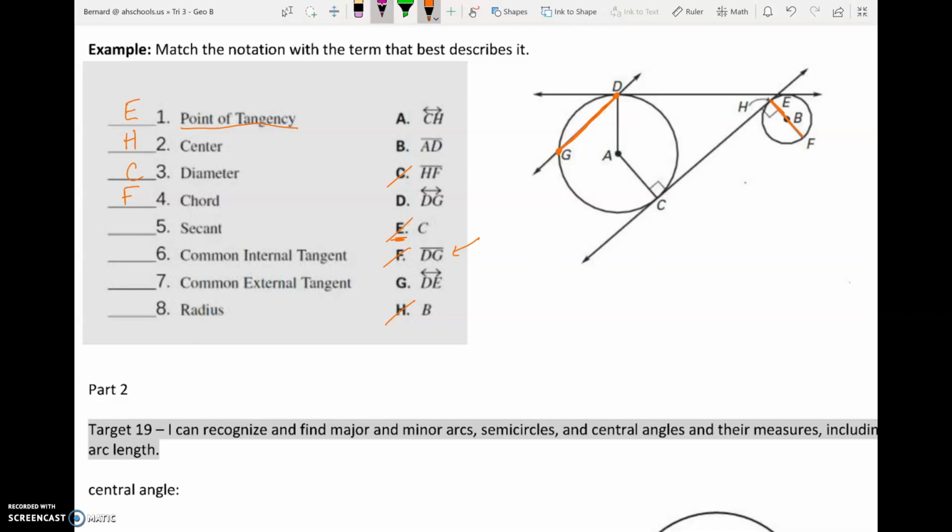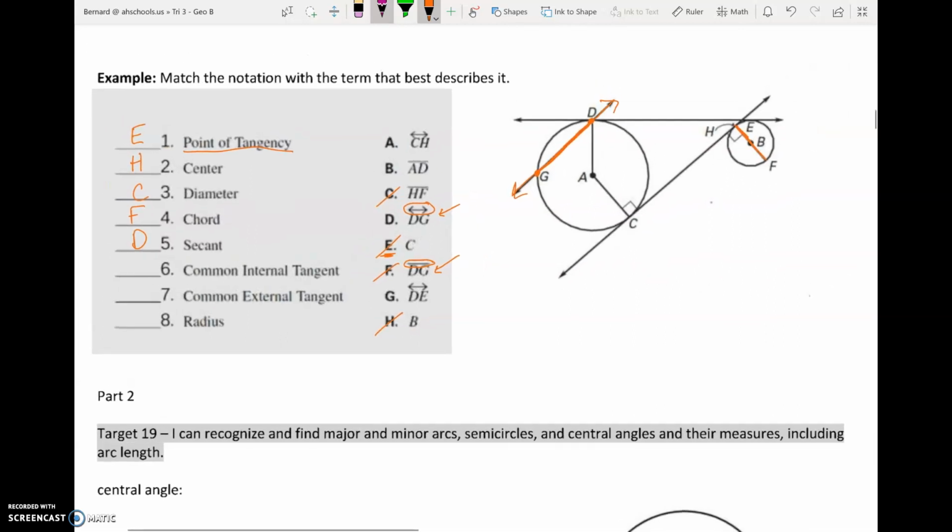Now, a secant is the same thing as a chord basically, but it continues forever. So this time it does have arrows. And so I want you to see letter D here. See how letter D is DG as well, but the one we just answered had DG with no arrows on the top, and this DG has arrows on the top. That's the difference between a chord and a secant. And so for number 5, our secant is letter D, because if you follow DG, but you extend with arrows, that turns it into a secant.